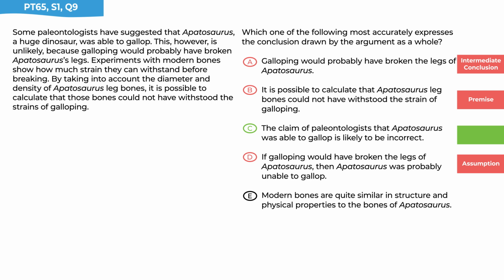Answer choice E says that modern bones are quite similar in structure and physical properties to the bones of Apatosaurus. Well, we do see something similar to that. It says in the argument, experiments with modern bones show how much strain they can withstand before breaking. In order to use a claim about modern bones to support a point about Apatosauruses, we need to know that the modern bones are quite similar in structure and physical properties. So we need to know that they're comparable. So answer choice E is an assumption underlying the intermediate argument. Again, it's wrong, and that means that answer choice C is the correct answer.